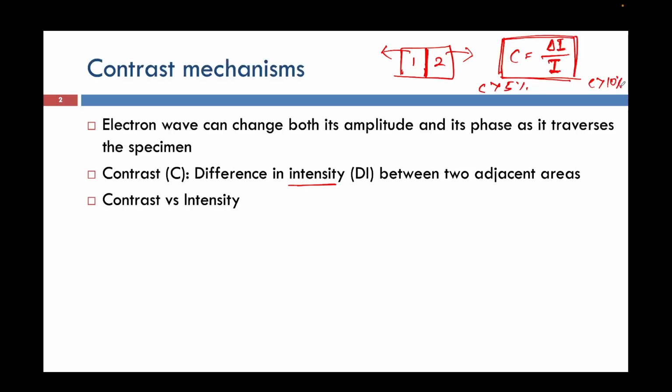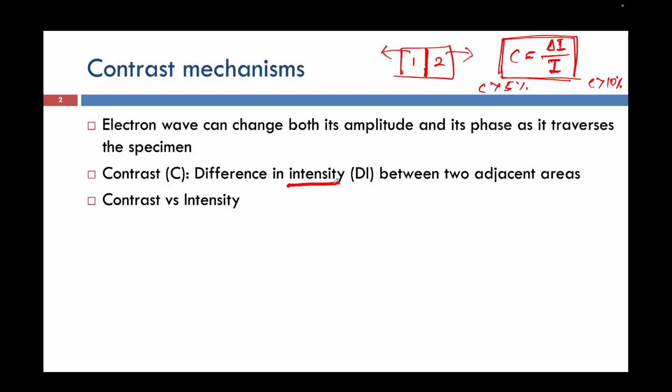So contrast is nothing but the ratio between two intensities. That is why contrast is a unitless value. And why do these contrasts come in our material, in our image, when we are taking the image? That we have to see. The difference in intensity is what we observe as the contrast.